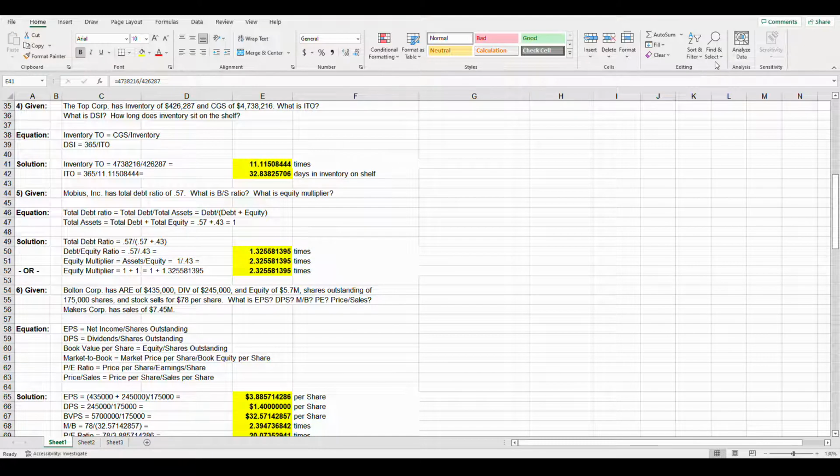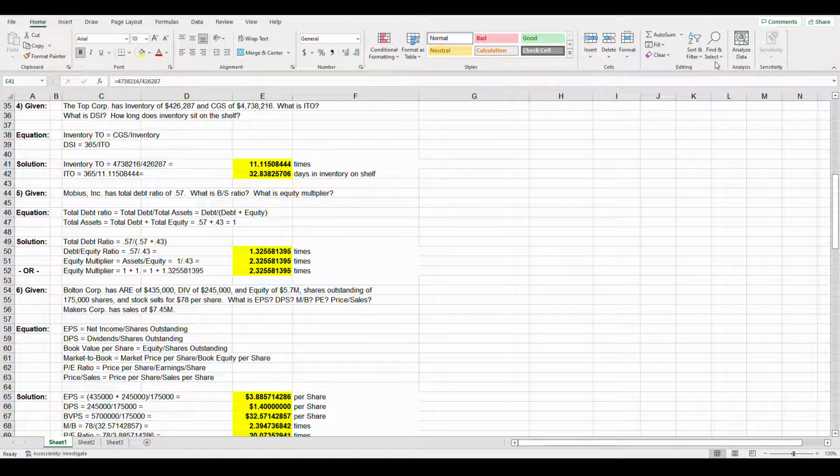In problem number 3.4, the top corporation has inventory of $426,287, a cost of goods sold of $4,738,216. What is their inventory turnover? What is their days sales in inventory? Days sales in inventory: how long does inventory sit on the shelf?